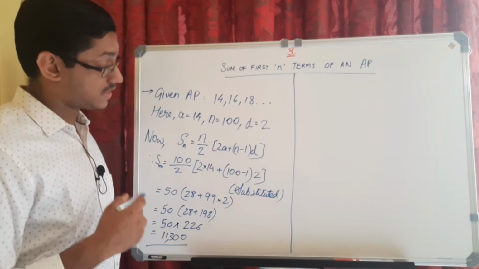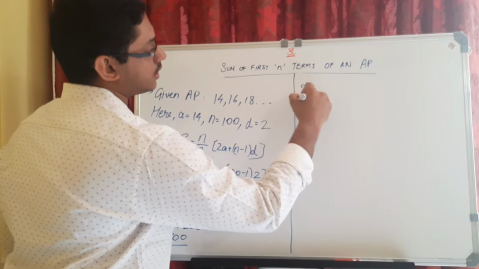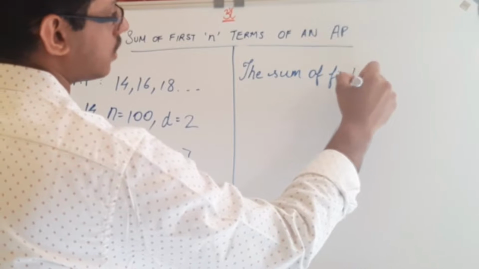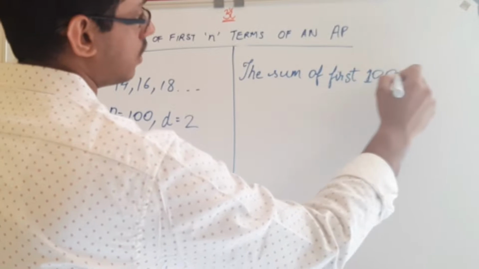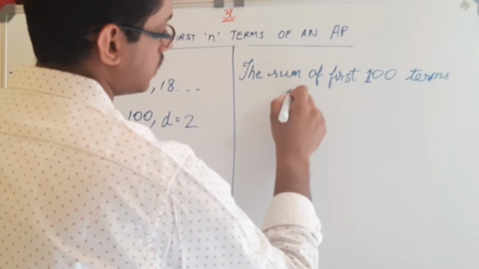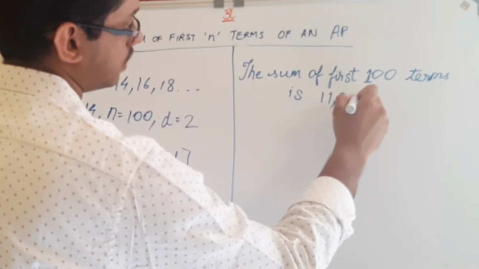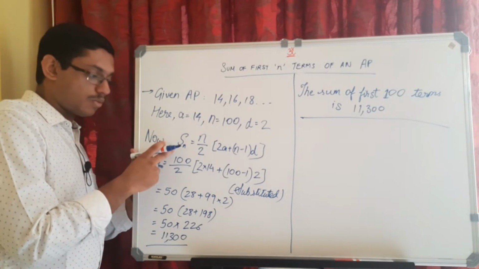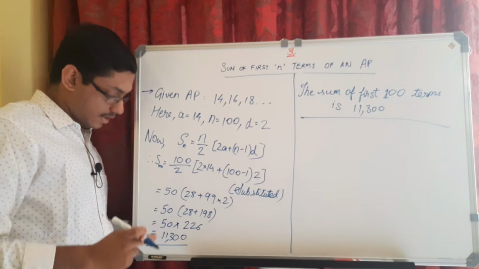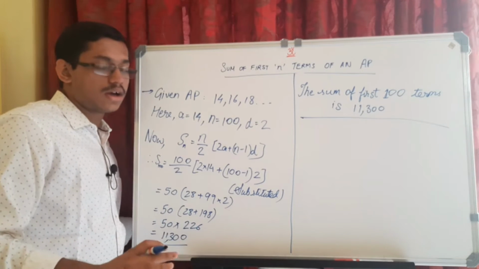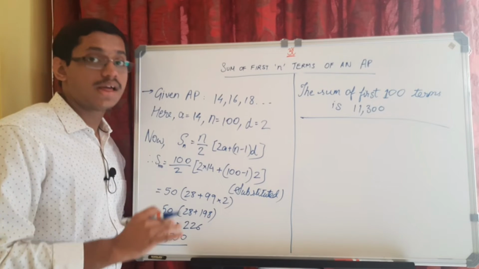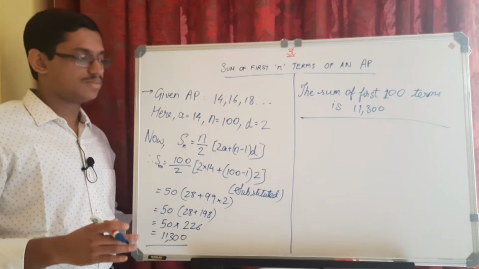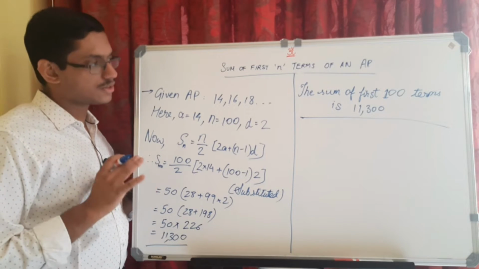And the statement that you have to write is: the sum of first 100 terms is 11,300. Like this you have to end the answer. Follow these steps: write the formula correctly, substitute it correctly, and solve it correctly. You will be guaranteed full marks. I think this is of 2 marks. I didn't see the marking scheme till now, but most probably it will be of 2 marks.